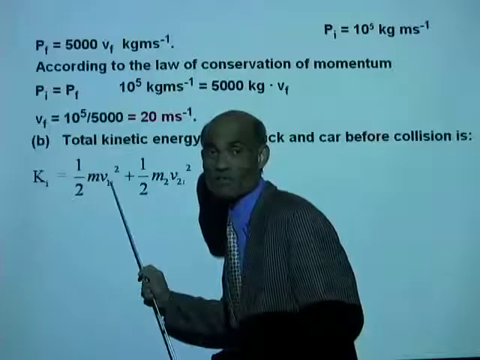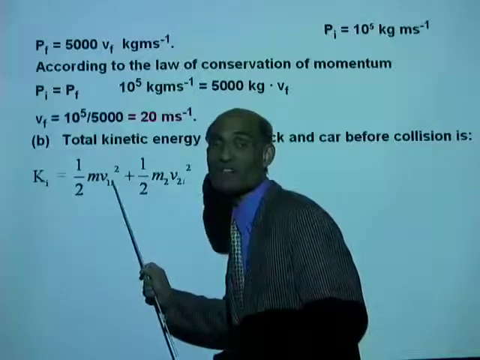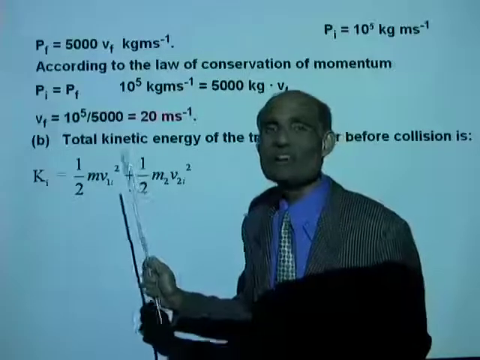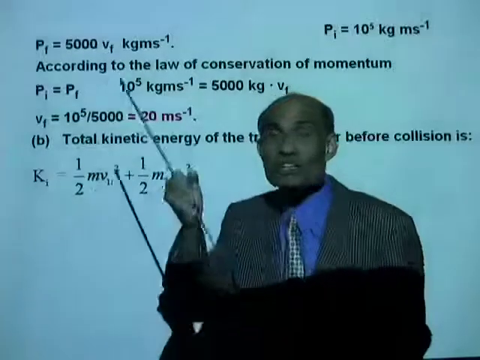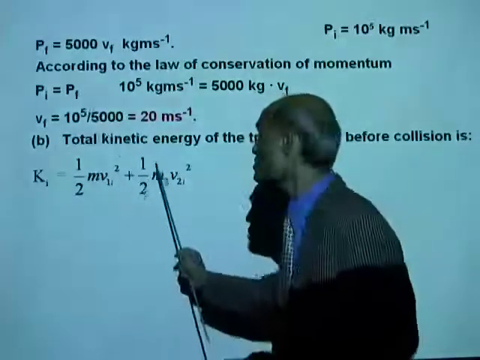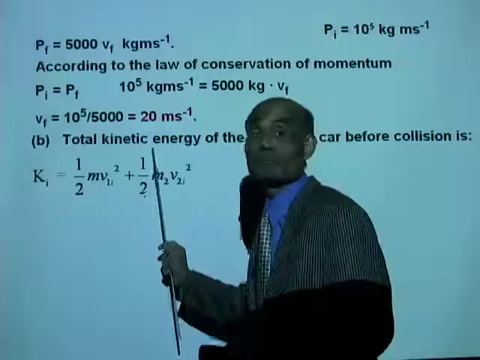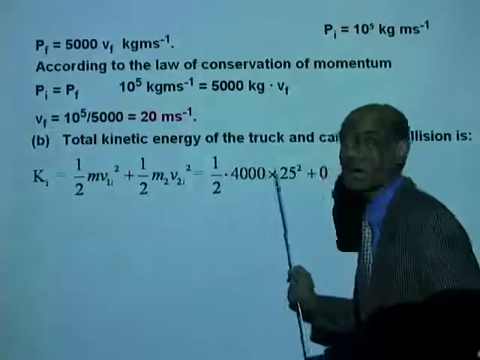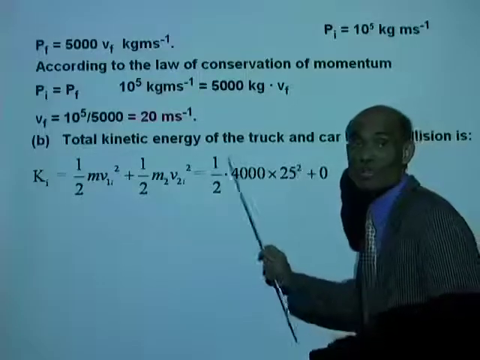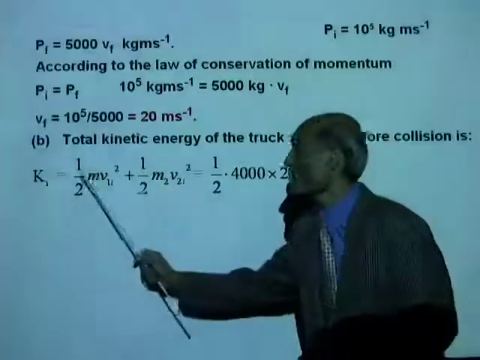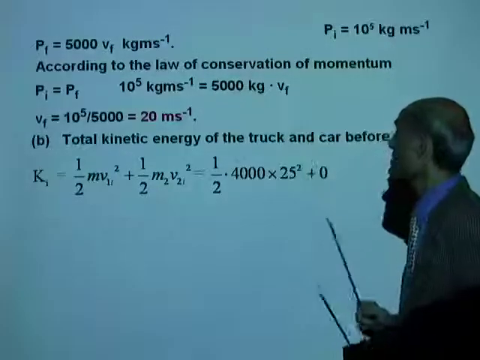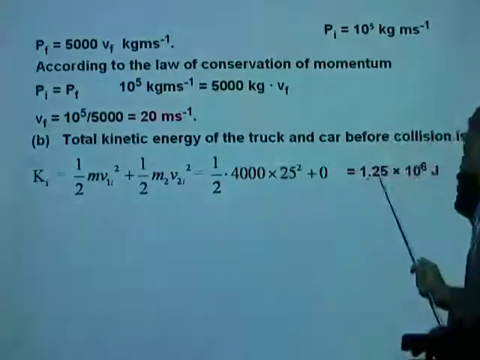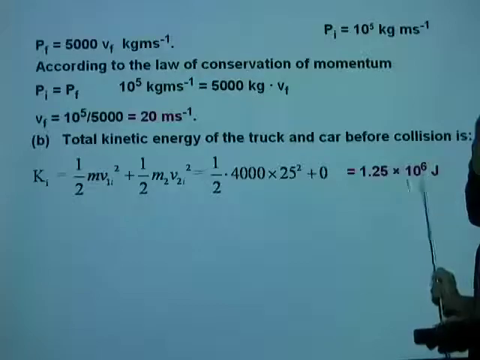Do you remember that value? The initial velocity of the truck? 25 meters per second. Tell me, what is the initial kinetic energy of the car? The car initially was at rest. Its initial kinetic energy is 0. Alright, so this is now 1/2 times the mass of the truck times its velocity squared. This is the initial kinetic energy of the truck, plus the initial kinetic energy of the car, which is 0. And that gives me Ki equal to 1.25 times 10 to the 6 joules.